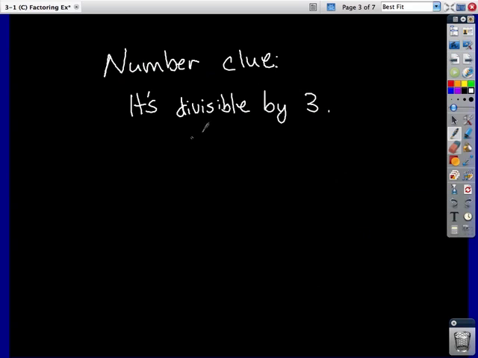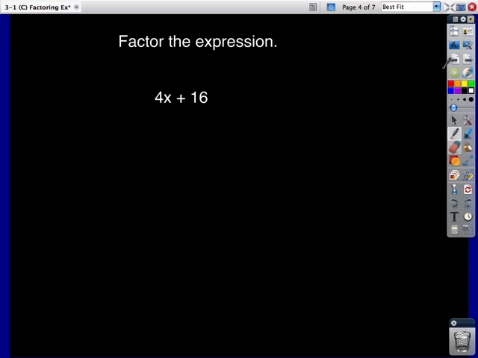If you forgot what this word divisible means, you can ask me, ask a friend, or look it up. It's divisible by 3. Okay, factor the expression. So this is a lot easier than it looked like on that first slide. Remember, sometimes the easy stuff I make sound complicated because I'm trying to get you to understand it at a deeper level. But now I'm going to explain it the easy way.